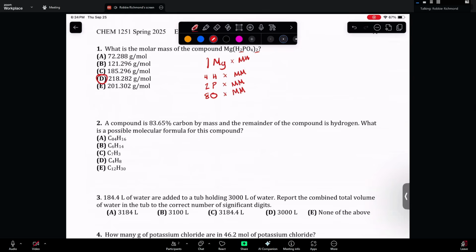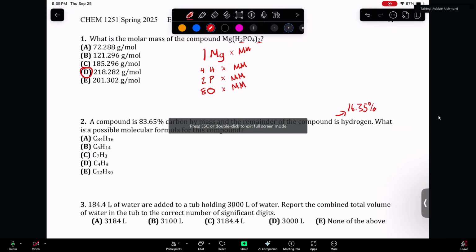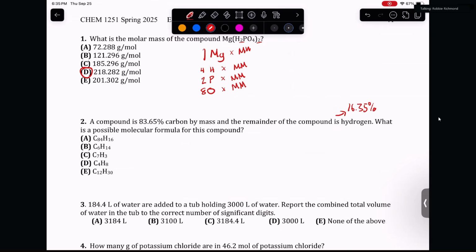Alrighty. Question 2. A compound is 83.65% carbon by mass and the remainder compound is hydrogen, meaning hydrogen, that's going to be 16.35% of that compound. What is the possible molecular formula for this compound? So there is the way that we covered in class, and then the way that Dr. Outlaw did not cover in class that works for the multiple choice questions. I don't recommend doing the second option, but I'll show it to you just in case, you panic and you blank and you forget how to do this.